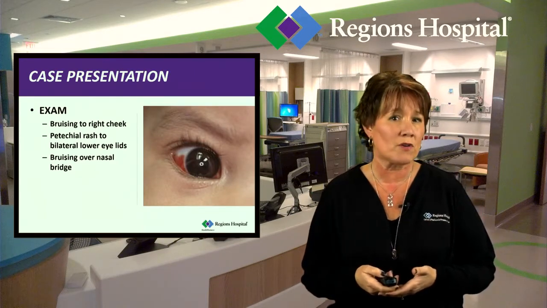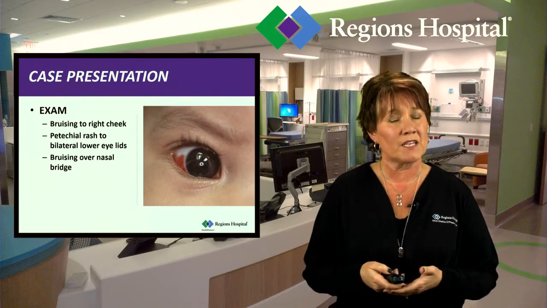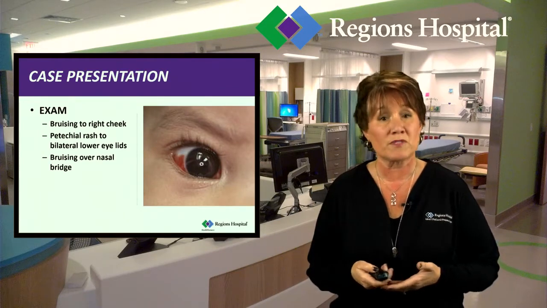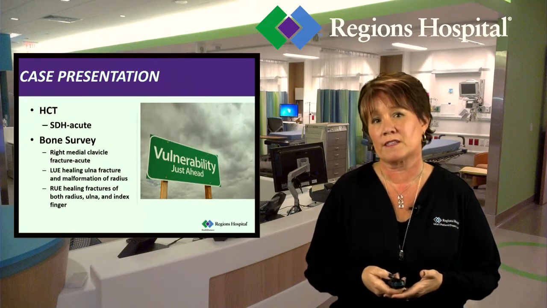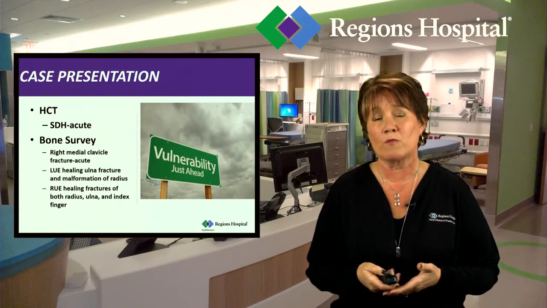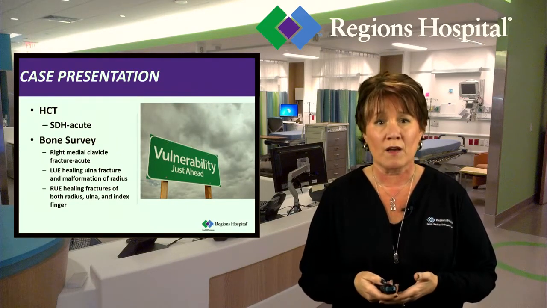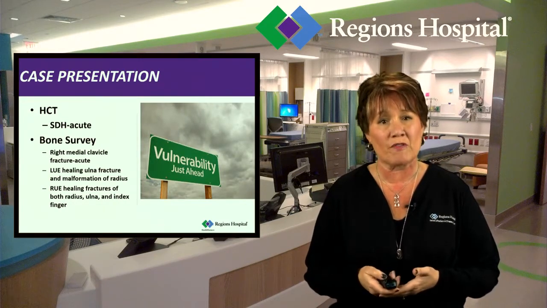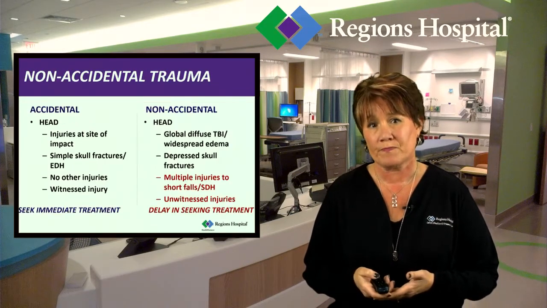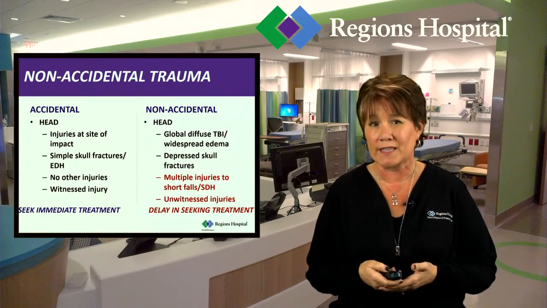There was bruising noted over the right cheek and petechial rash to the eyes and bruising over the nasal bridge. So we did a head CT and found an acute subdural hematoma, which prompted us to do a bone survey where we found not only several fractures, but healing and acute fractures of the child's bones. So let's go back and look at our list.